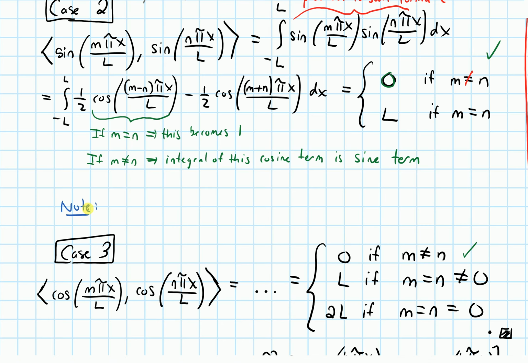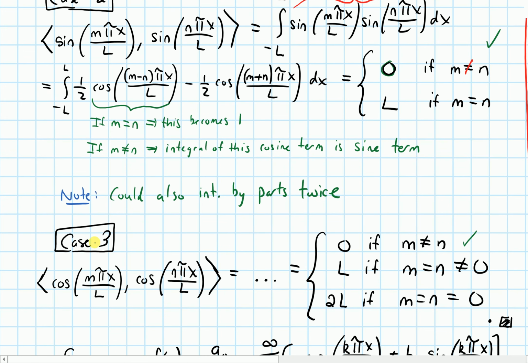One other thing that I want to note about this is this integral that we worked out with the trig identity, we could also do integration by parts for this, but we'd have to do it twice. So there's another way to go about this integral without using that trig identity. Okay, so at this point we have verified the theorem. We've shown orthogonality in all 3 cases.